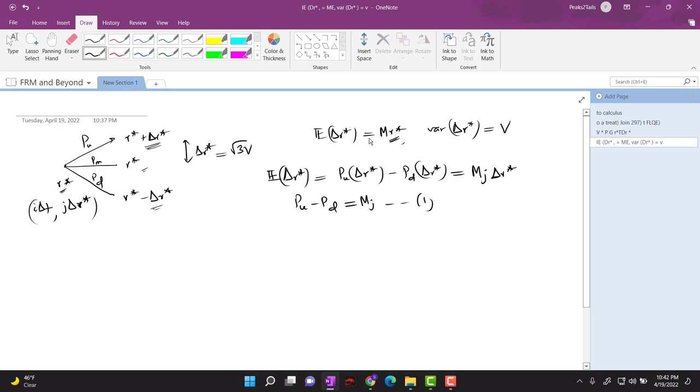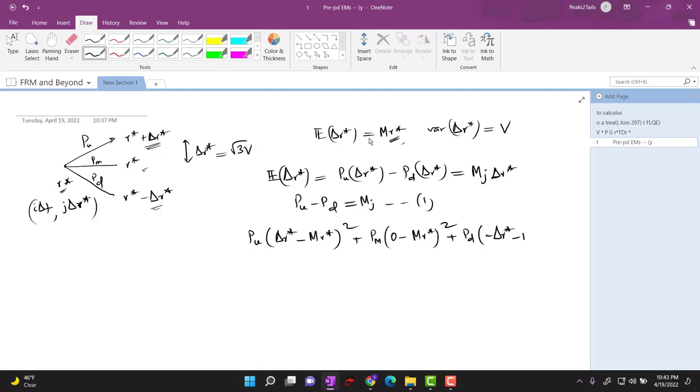1. Now we have to write the equation for variance. So variance is probability times delta R star minus expectation of delta R star, which is M R star, correct? Then square, plus, if this happens, then delta R star is 0. There is no change in delta R star. So it's actually 0 minus M R star square plus PD times minus delta R star minus M R star square. This must be equal to V, the one step variance for delta R star. Okay, we just have to simplify this expression.